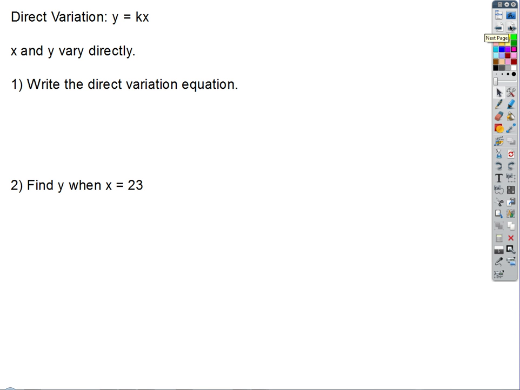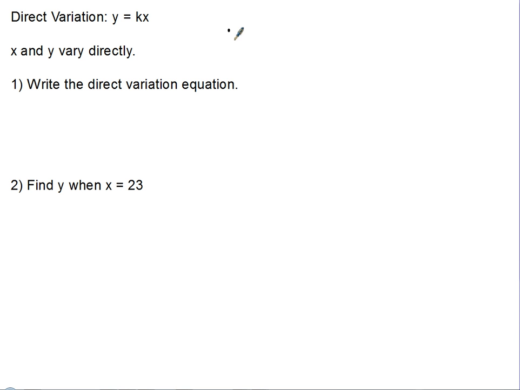So given that we have some direct variation going on here, I guess I need to give you the equation, huh? I'll make one up. X and y vary directly. So let's say that when x equals 0.5, y equals 4. How about that? Okay. So first of all, write the direct variation equation. Well, if it tells me x and y, how could I solve for k?